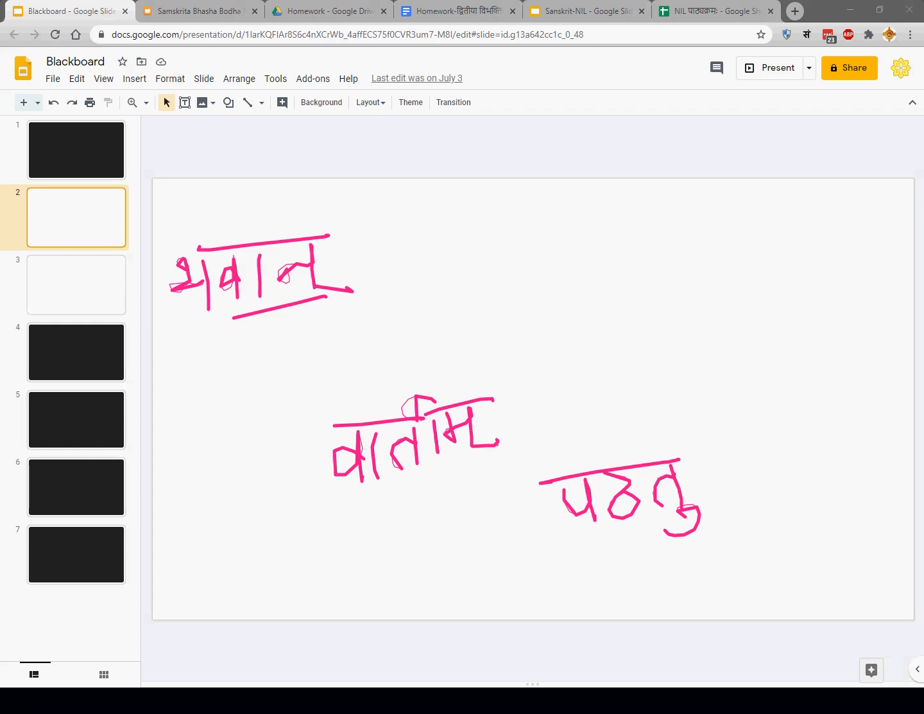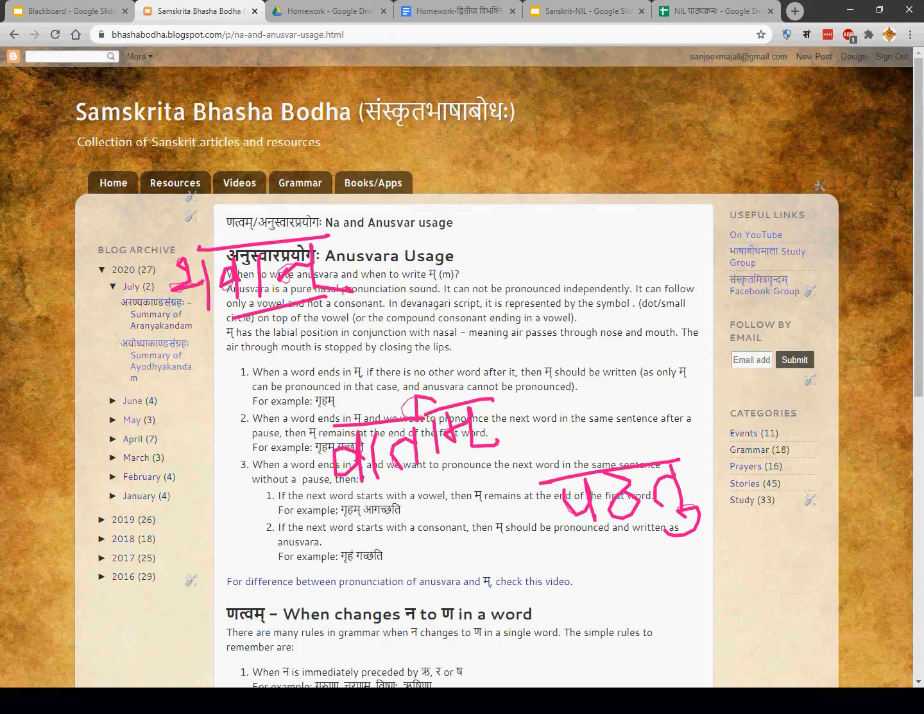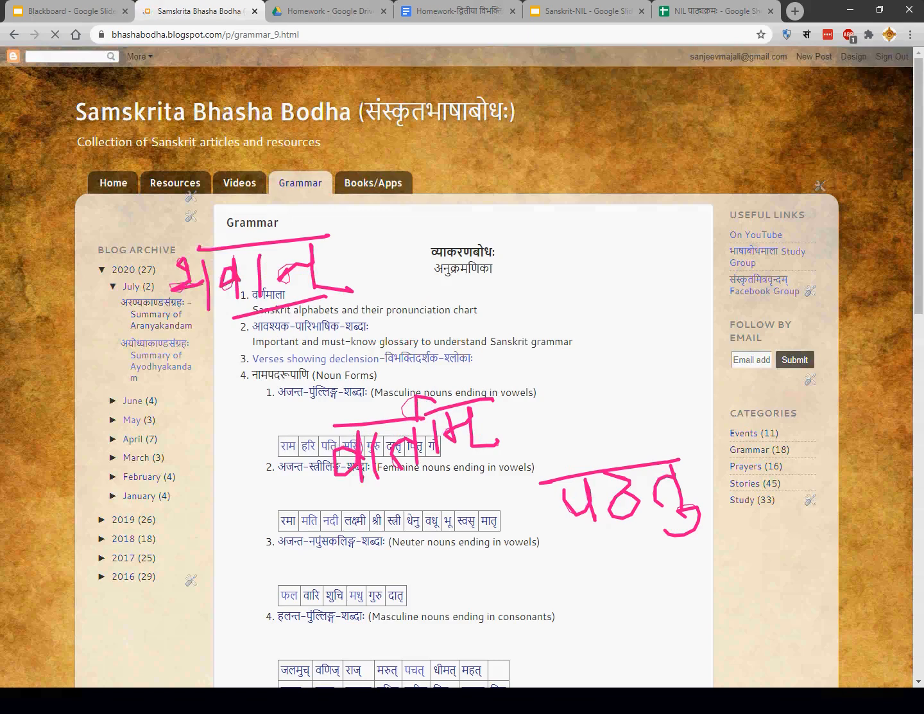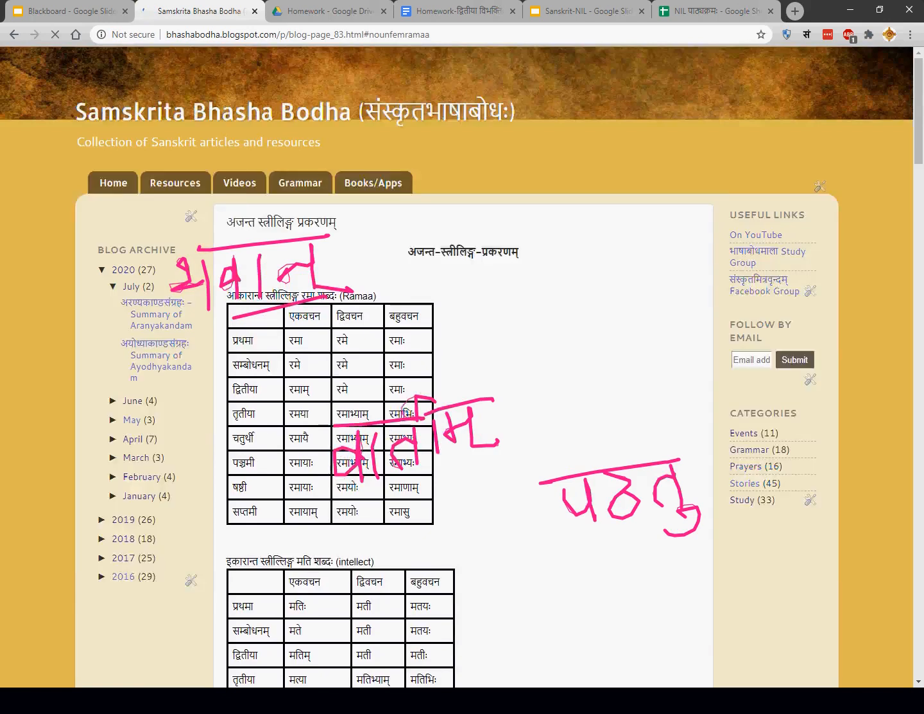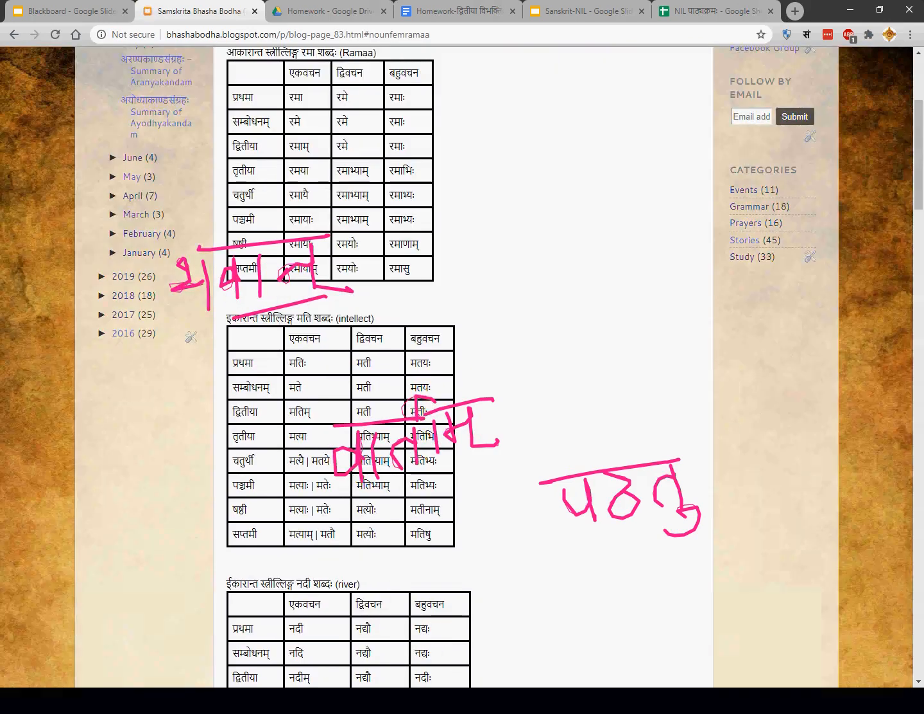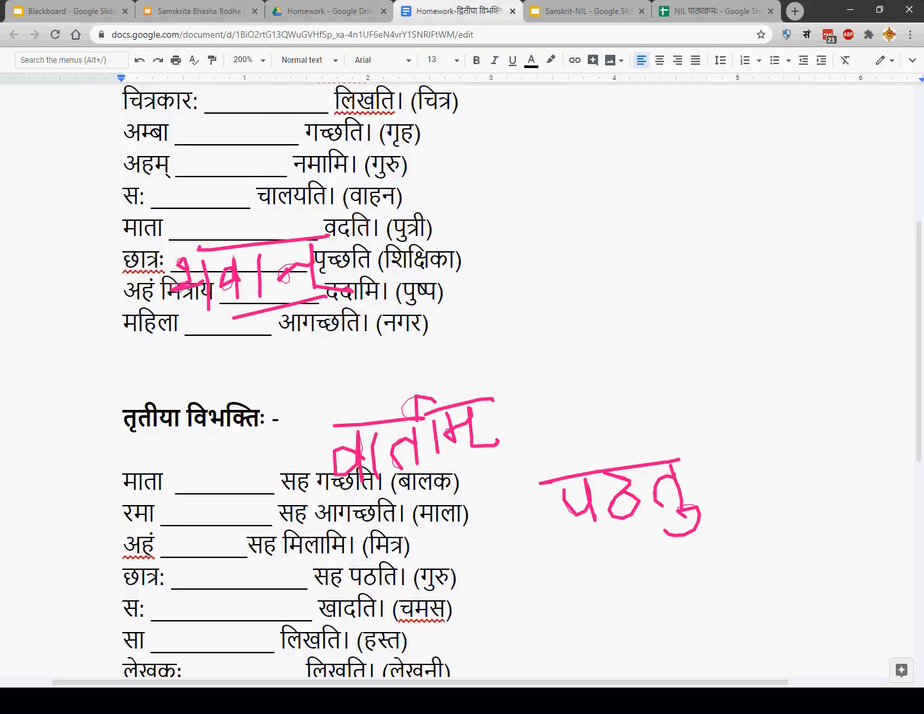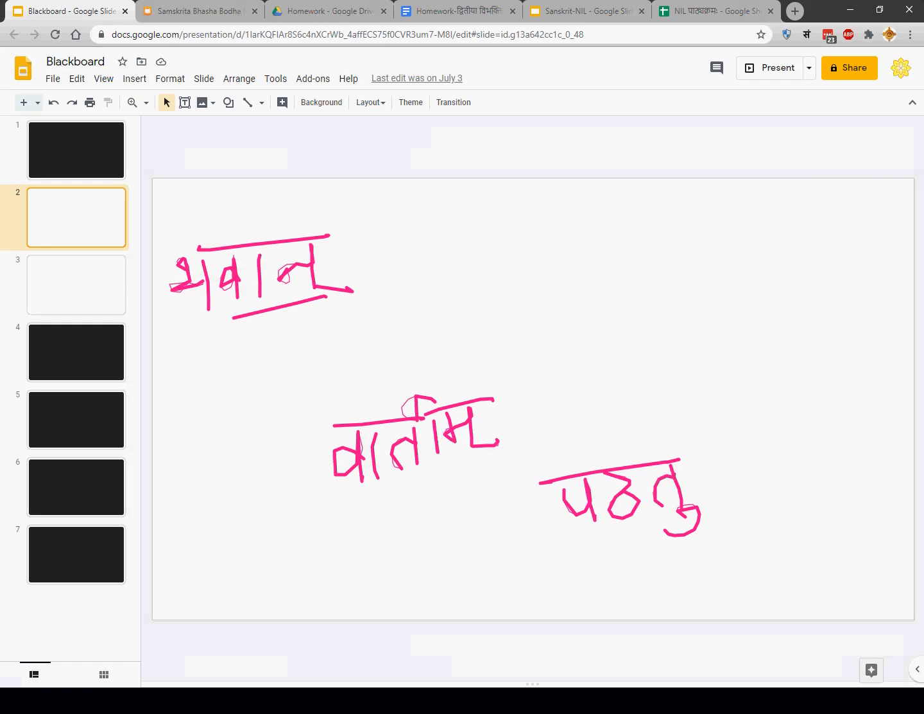So what is the second case ending of Varta? Varta is like Rama. So again, if you go to these tables, you will see, right? Where are the tables? So if it's like Rama, you go to the Rama table, like Varta, you see here, Ramam. Second case is Ramam. Bhavan Vartam Pathatu. So we have this, you read the news.